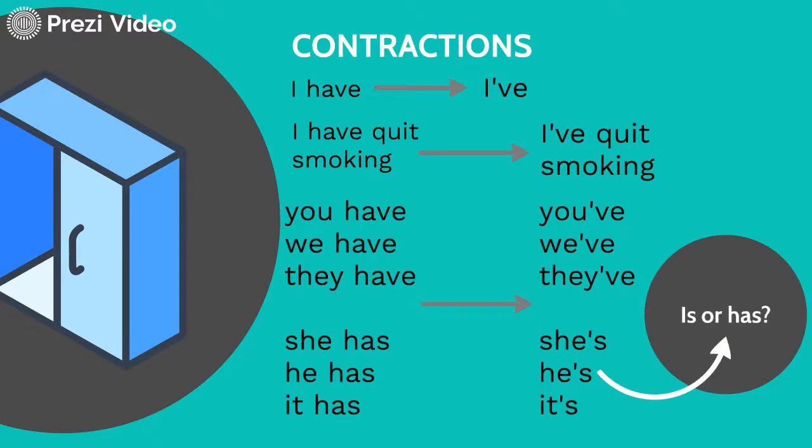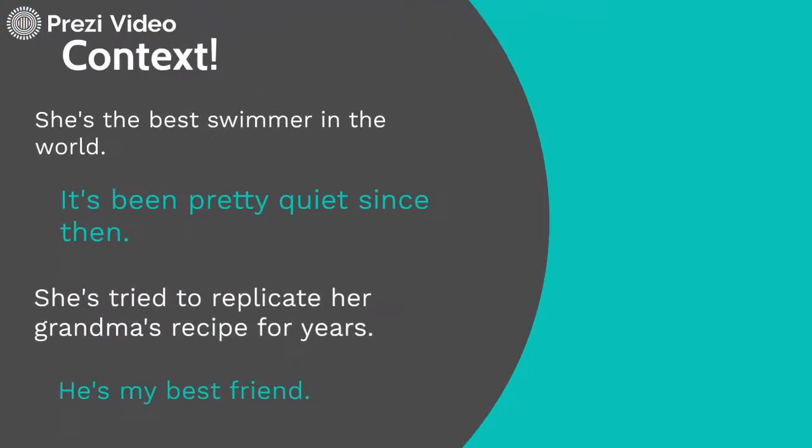And here's a problem though, when we talk about she's, he's, or it's, when do we know that that apostrophe S stands for has, and when does it stand for is, like in the present simple? Well, based on context. So, especially if you have a past participle following the verb, that's a pretty good clue that it's the perfect tense. Let's take a look at some examples.